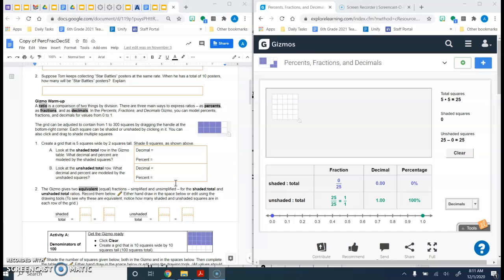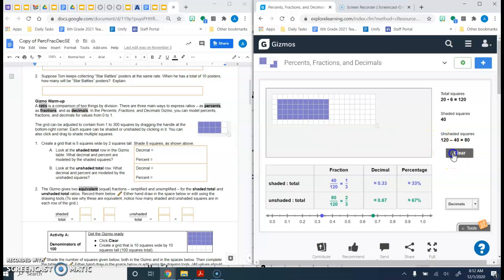So this gizmo, we're going to model fractions, decimals, and percents between 0 and 1. So this grid, you can adjust it by pulling on this arrow, and you will see over here where it tells you the total squares, the dimensions here. So this is a 20 by 6, okay? You can also click on the squares inside, and that will shade in some of the regions or the squares in this area. And then you can click clear, it takes you back to normal.